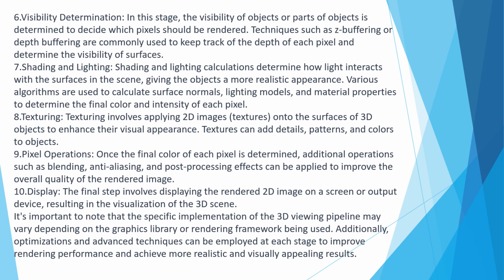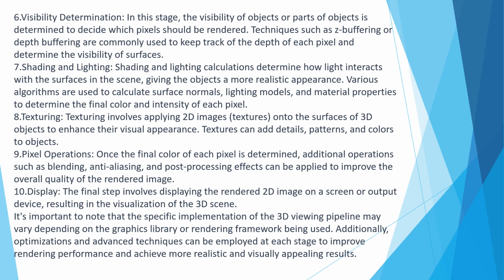The next step is the visibility determination. In this stage, the visibility of objects or parts of objects is determined to decide which pixels should be rendered. Techniques such as Z buffering or depth buffering are commonly used to keep track of the depth of each pixel and determine the visibility of surfaces.